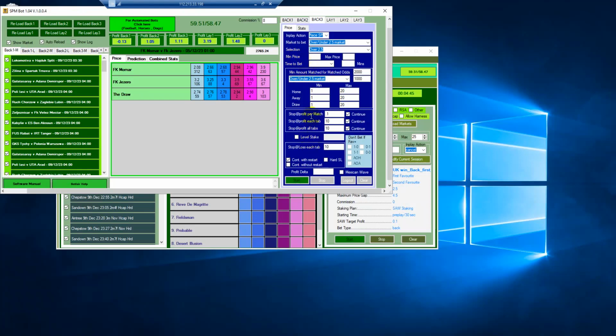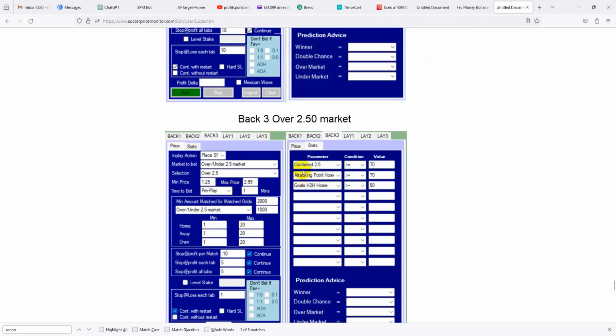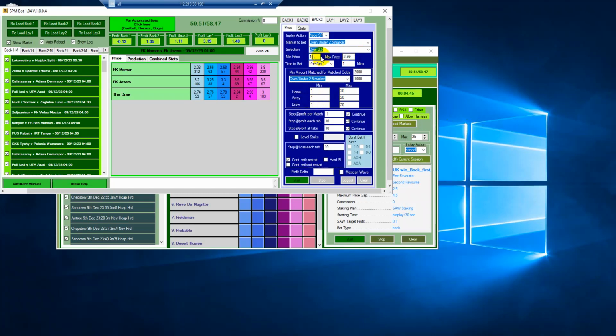Let me quickly look at what we have in the settings. I've just put the right settings. I looked at what we have in the user manual, 1.25 to 2.99. For some reason, maybe I made an error when I was looking at the settings, and before the video it got misplaced. So now minimum price 1.25 to 2.99, pre-play 1 minute, 2,000 is the minimum for the match odds market, or under 2.5, $1,000, 120, 120, 120, 10p.